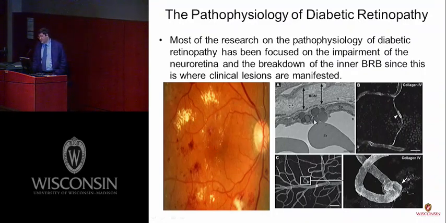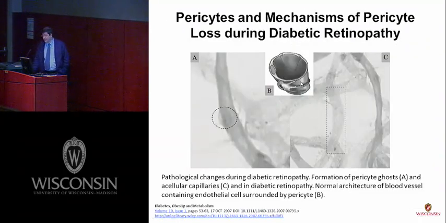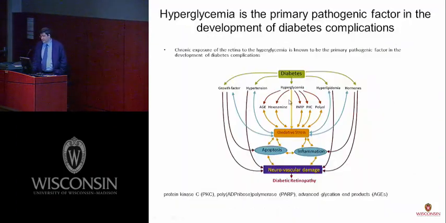As a quick review, here we have a thickening of the basement membrane of the vessel, and here is the acellular capillary. This is a microaneurysm. And the most important and the first sign of retinopathy is loss of the pericytes, or apoptosis of pericytes.